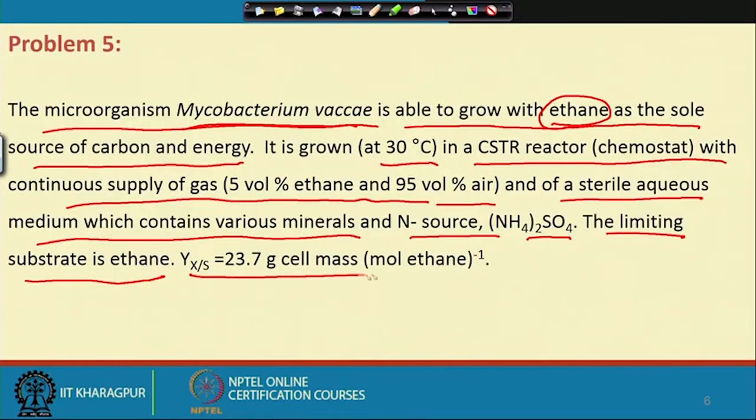Since ethane is a hydrocarbon, it is sparingly soluble in water, and you know that microorganisms can utilize a substrate which is soluble in water. They cannot take a substrate which is insoluble. So it has to be solubilized. Since the solubility of ethane is very low, the ethane solubility is a limiting factor in this particular reaction. And the yield coefficient, this is very important. Yield coefficient is 23.7 gram cell per mole of ethane. That is given there.